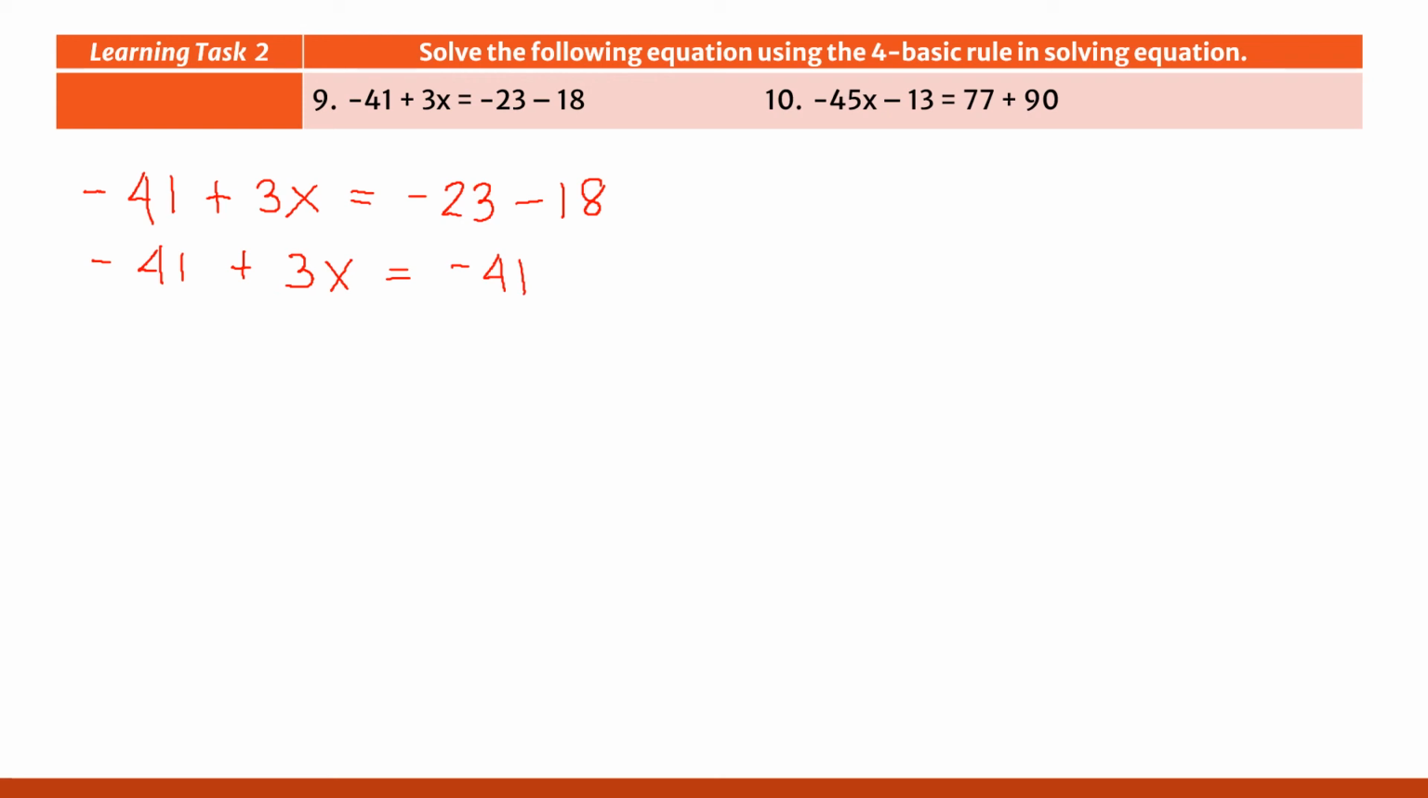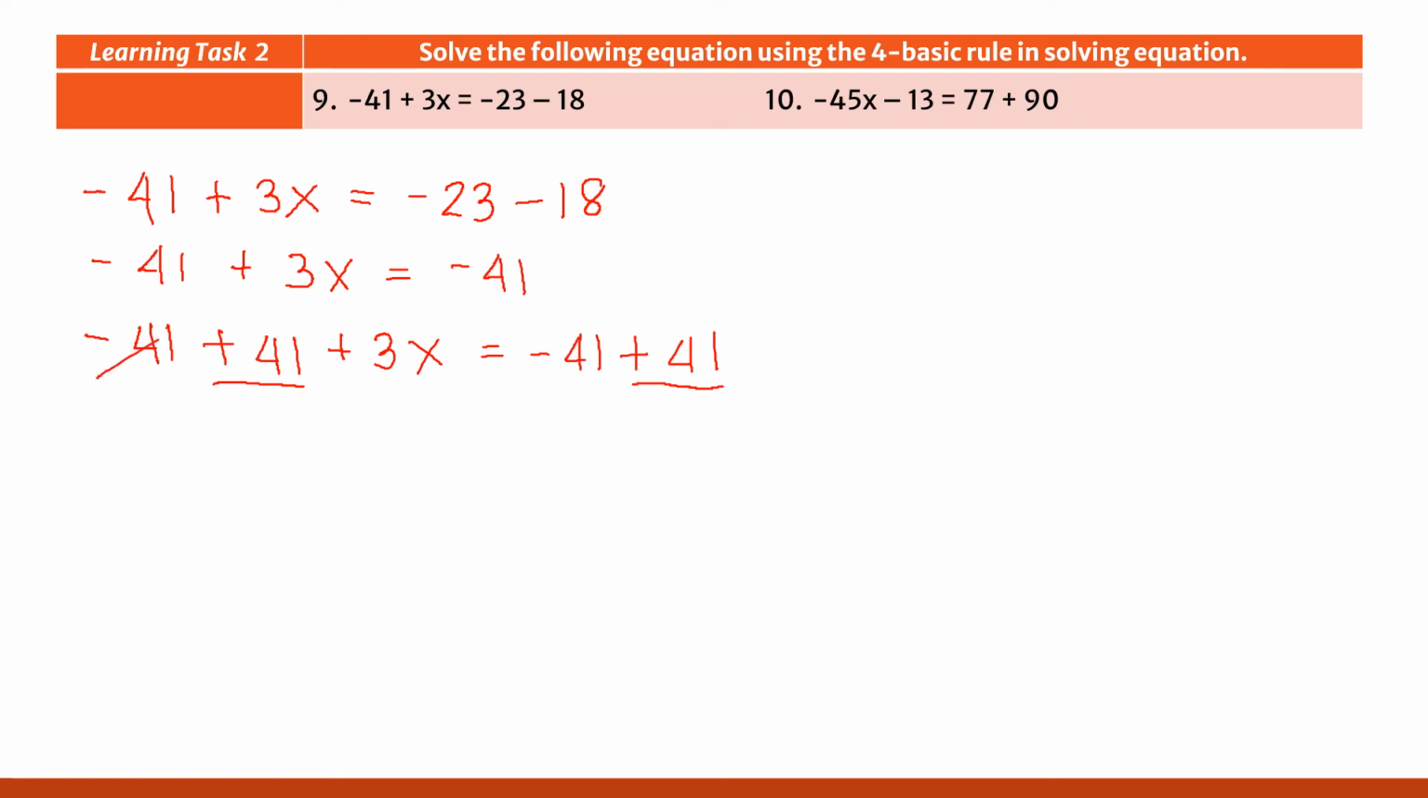Now, kung titingnan mo yung left-hand side, yun ay negative 41 plus 3x. Meron tayong constant term na negative 41. So, what is the opposite of this constant term, negative 41? So, obvious, ang opposite niya is positive 41. So, in this case, ang ginawa ni Sir ay ini-apply yung addition property of equality. Kaya naman, pag idiniretso natin, plus 3x is equal to negative 41 plus 41. So, again, addition property of equality ang ginamit.